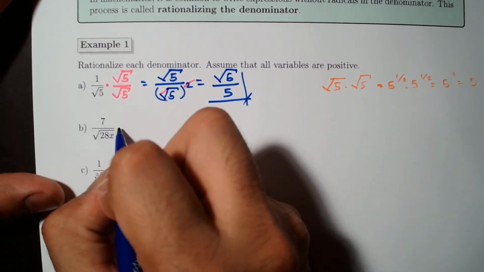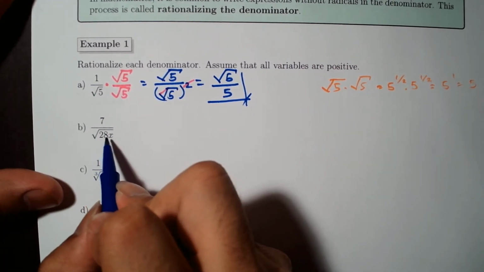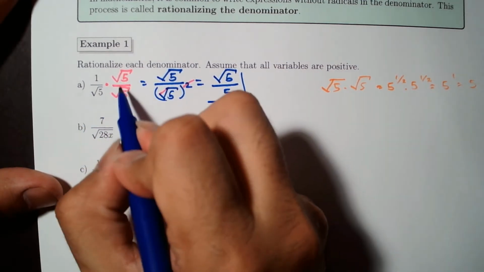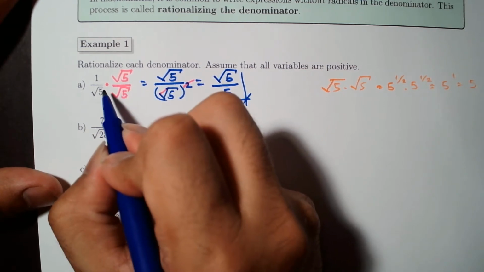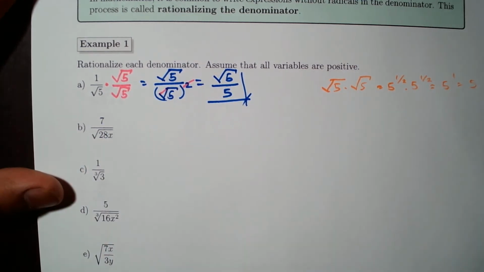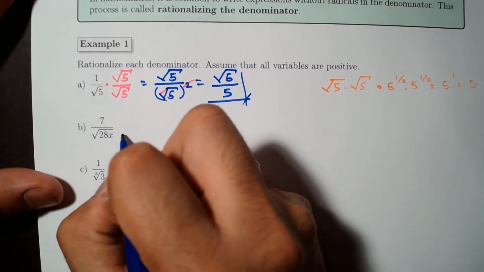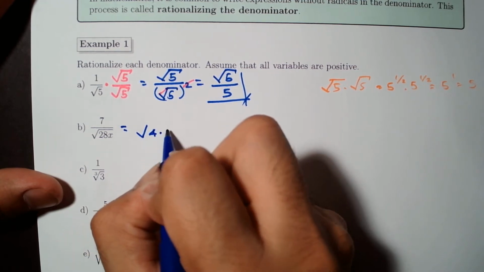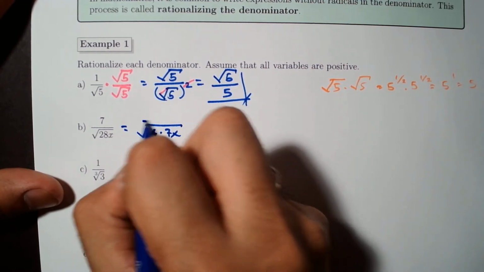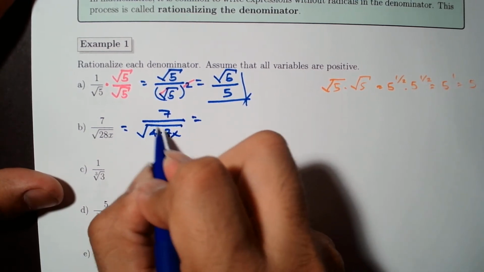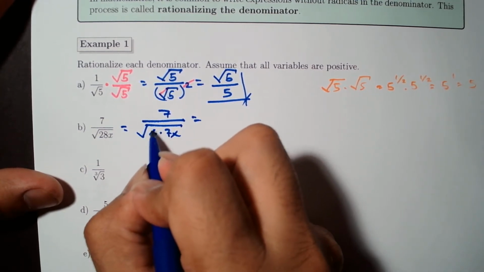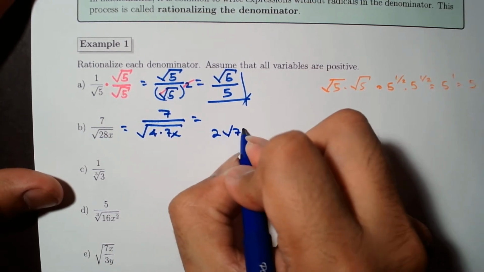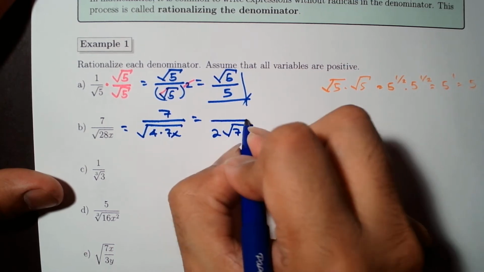Letter B. For letter B, instead of just multiplying by root of 28x, the same way we did it for letter A, and the reason why we did it like this in letter A is because the number 5 cannot be simplified any further. But in this case, the number 28 can be further simplified as 4 times 7. The perfect square is 4, so take it out of the radical as a 2. Leave a 7x inside of the radical.